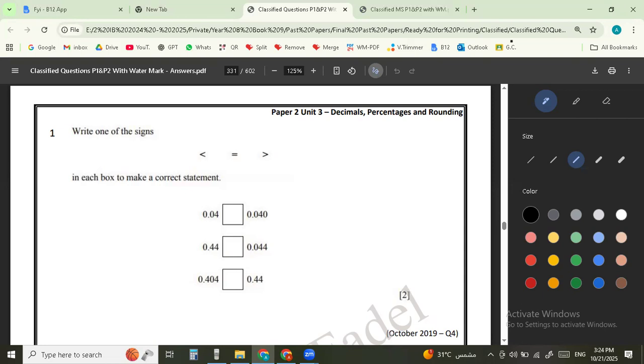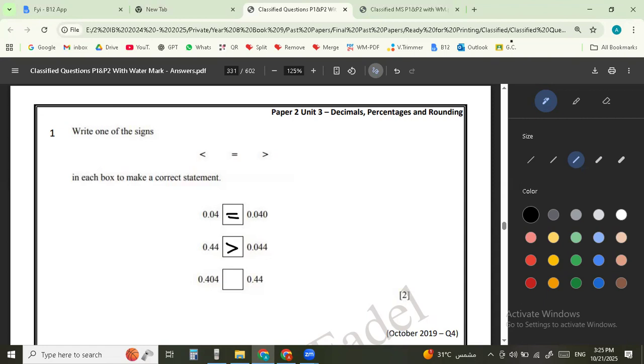Then you continue. The third decimal place here is a zero that is not written. The third decimal place here is a zero that is written. So actually they are equal. So the next one here, the first decimal place has a four. The first decimal place has a zero. Definitely this is greater. The first decimal place has a four. The first decimal place here has a four.